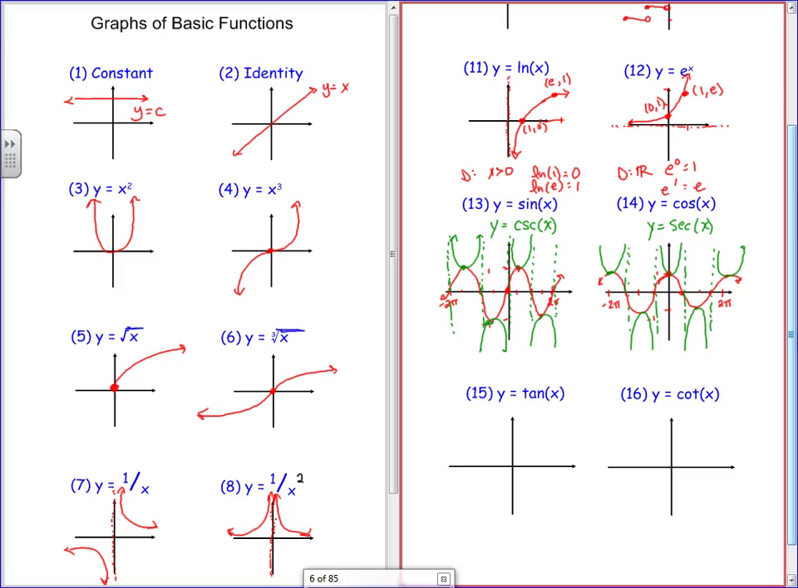Questions on the idea? Get sine, get cosine. Vertical asymptotes are the intercepts, and then bounce. You guys get these are 2 different graphs, right? That's sine, the red. That's cosecant, the green. That's cosine, the red. That's secant, the green.